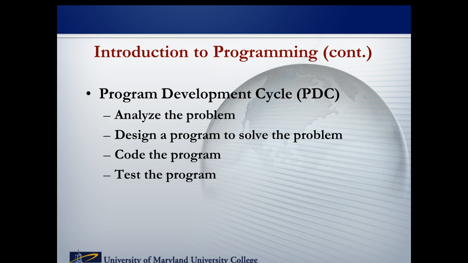So step 2 is design a program to solve that problem identified in step 1, and that's pretty much what we're doing throughout the duration of this course, is writing that pseudocode that will later be used to convert over to C++ or Java. And then step 3, of course, is to code the program, and that's using the higher level language to do so. And then when you run that program, you test the program to make sure that you do have the desired results, and it solves the problem that was originally identified in step 1.